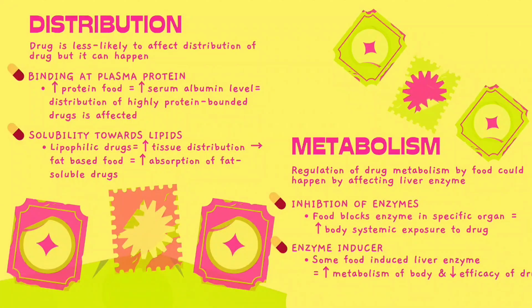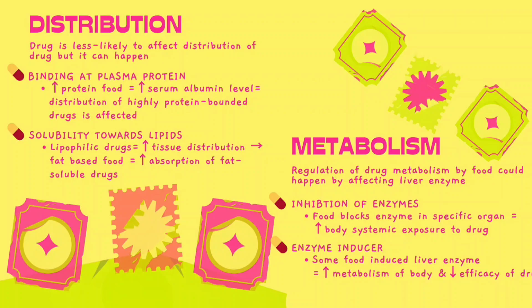As for distribution, food is less likely to affect distribution of the drug, but it can happen. We'll be talking about 2 points, which are binding at plasma protein and solubility toward lipid. High protein food has a high serum albumin level. This will cause the distribution of highly protein-bound drugs to be affected. And the second one is solubility toward lipid. Lipophilic drugs increase tissue distribution. This will cause fat-based food to increase absorption of fat-soluble drugs.